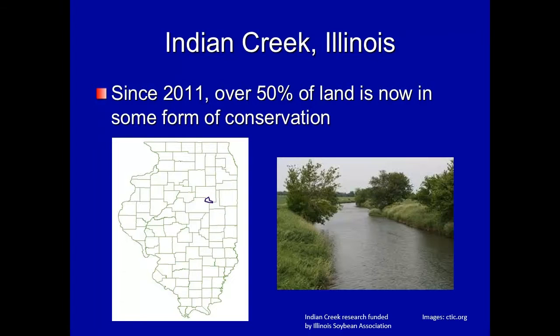Why is it successful? Some of these things we've argued in other papers are important. There's high problem salience. That watershed feeds into drinking water in the town of Pontiac, which is downstream. So they're aware. They're not thinking about this distant issue of hypoxia in the Gulf of Mexico, right? They're thinking about their neighbors just downstream who need to drink the water.